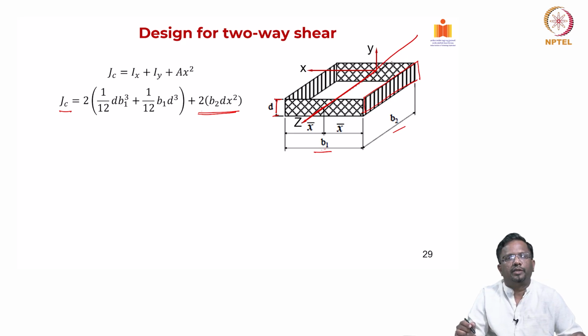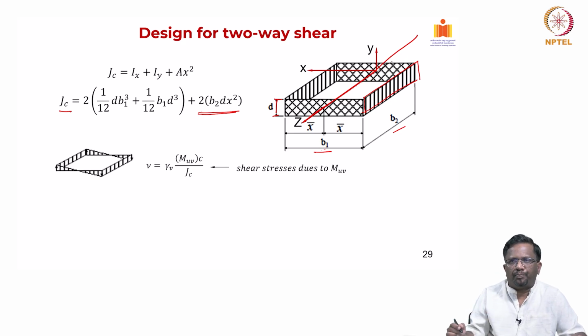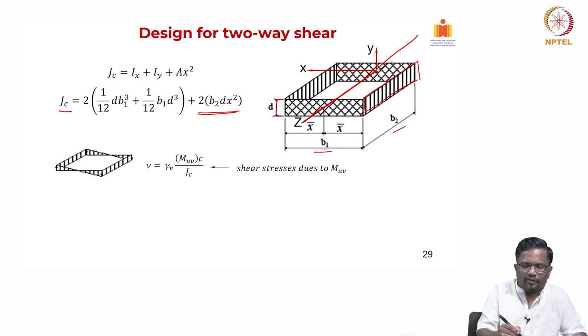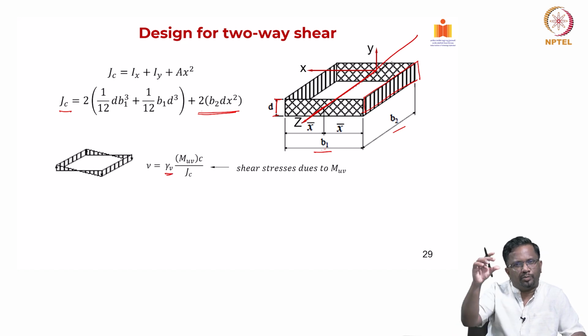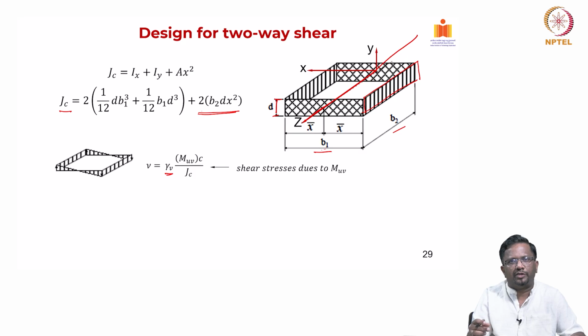I can calculate my overall section property JC like this, right. So, now what are the shear stresses due to V? We have said that it is going to have a linear variation, and gamma V is a factor that depends upon the thickness of the slab and the column dimensions, and C is the maximum distance, the edge distance from the locations where you are calculating the shear stresses, right.